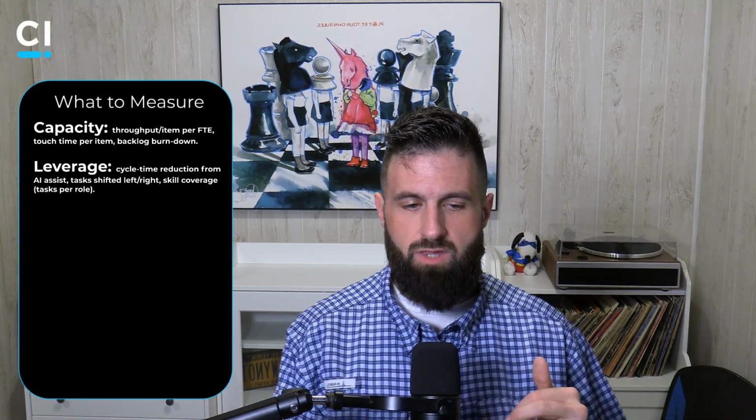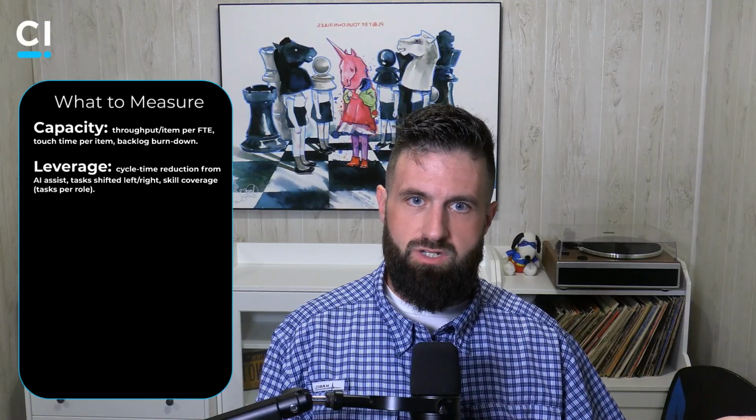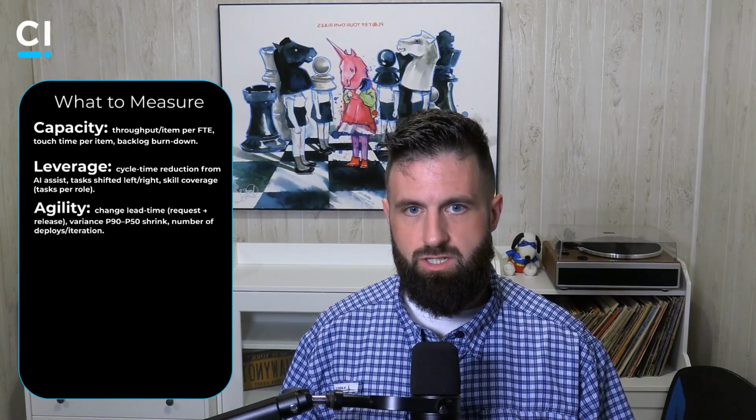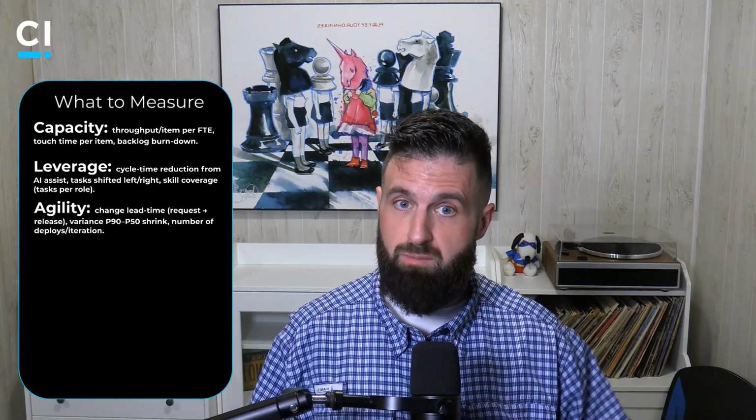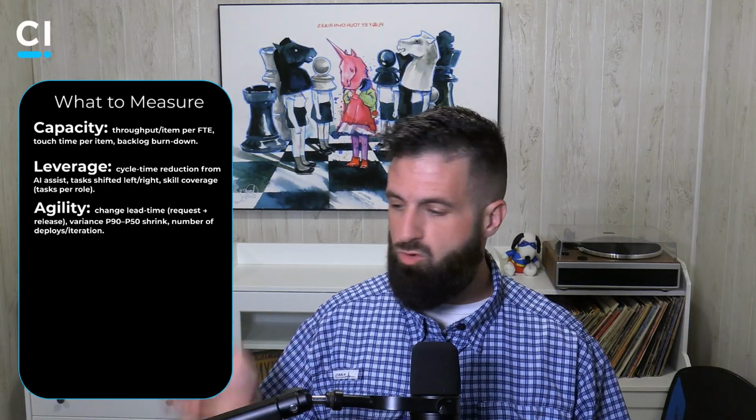So these two aspects, that capacity and that leverage, gives you that overarching quantifiable results that gets felt in your organization. Next is agility. So similar to capacity, capacity has speed. Agility also has speed, but this is about request to release, right?